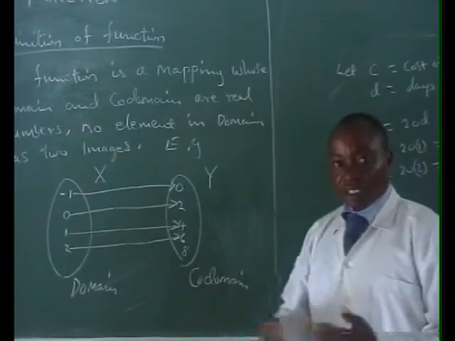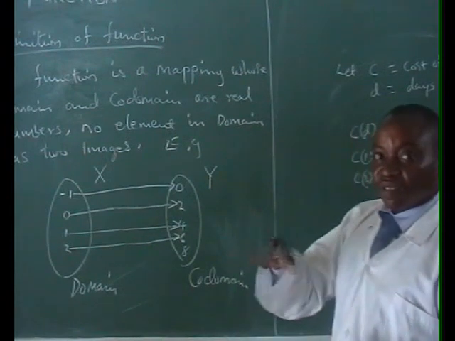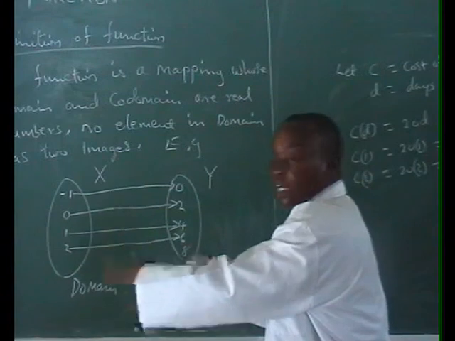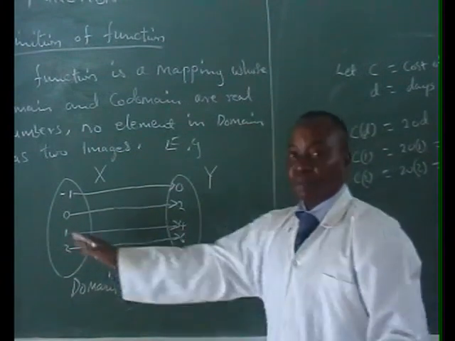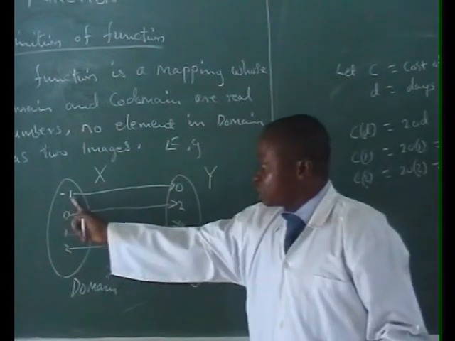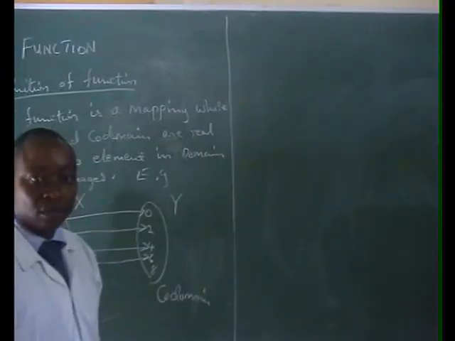So it's the same thing that we have in mapping, but the difference between mapping and function is that function talks about when the elements here are real numbers. Don't forget that no element here could be assigned to two images.